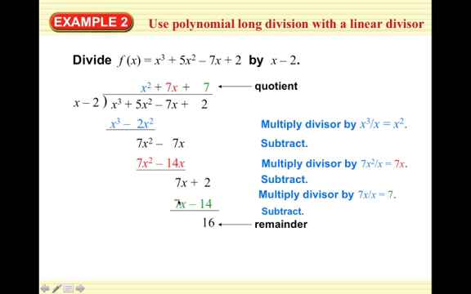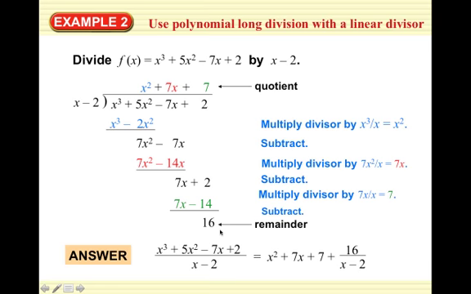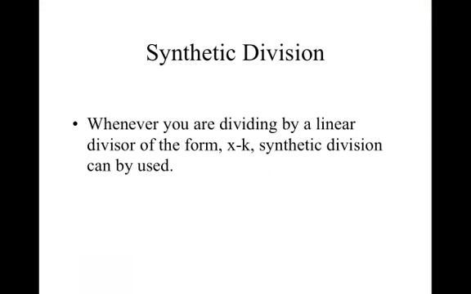So 7x minus 7x is 0. 2 minus negative 14, that's the same as 2 plus 14, gives us 16. A constant like this has a degree of 0. And then a plain x has a degree of 1. So we are to the point where we have a smaller degree than what we started with. So for sure, this is our remainder. And so our answer is going to be x squared plus 7x plus 16 over x minus 2.